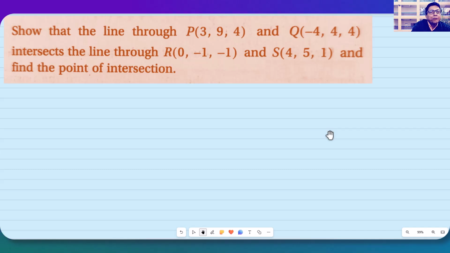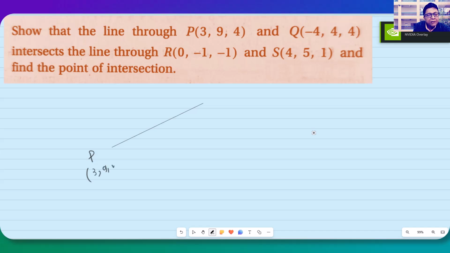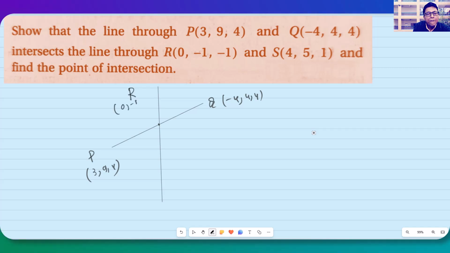Now let us solve a problem where we have to decide whether the line through this and this intersects the line through this and this, and find their point of intersection. This point P is 3, 9, 4 and Q is 4, 4. If they don't intersect, then this point will not exist. R is and S is 4, 5, 1.